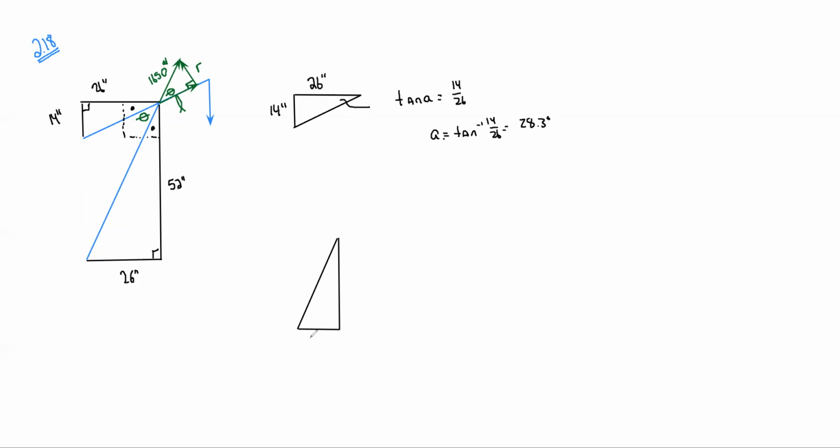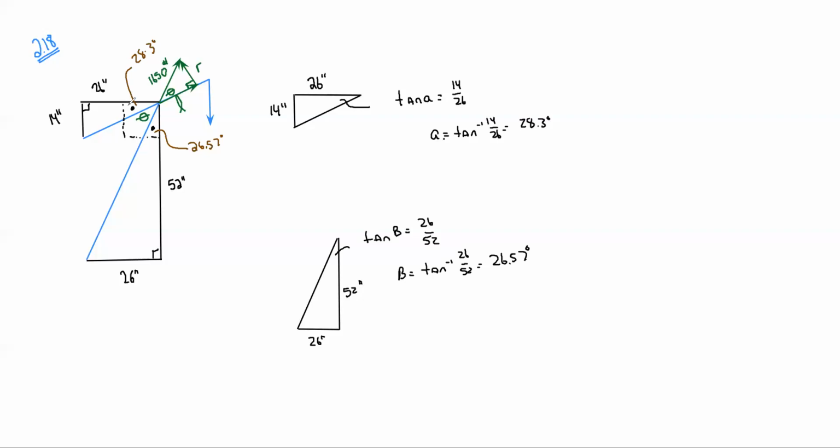This bottom triangle, 26 inches, 52 inches. We'll call this one angle B. Tangent of angle B is 26 over 52. So B is equal to inverse tangent of 26 over 52, which comes out to be 26.57 degrees. So now I know this one here. I'm going to put it in a different color. Oh boy, not a lot to choose from. So we'll use brown. So that's 26.57 degrees. This first one we calculated was 28.3 degrees.